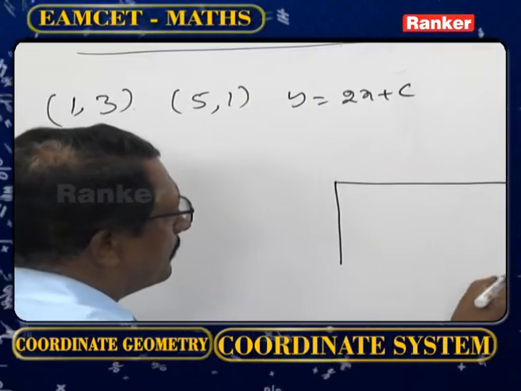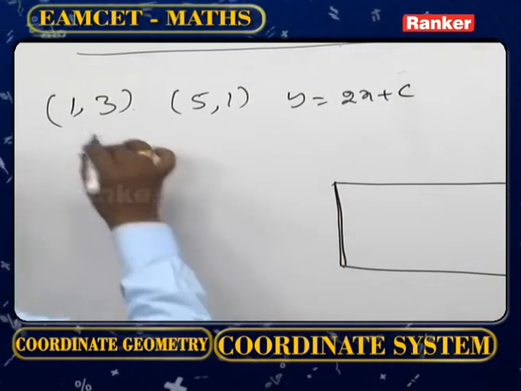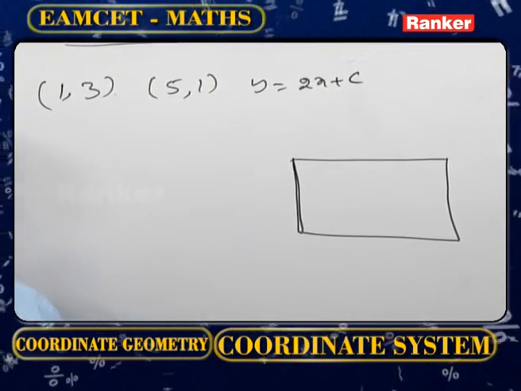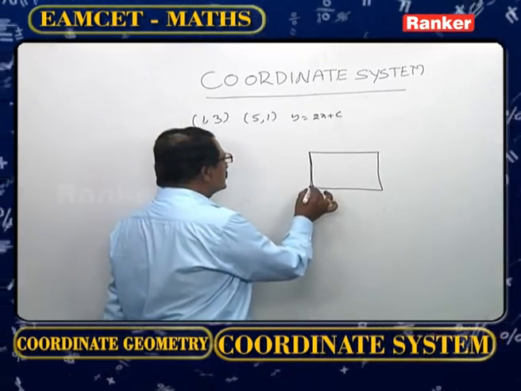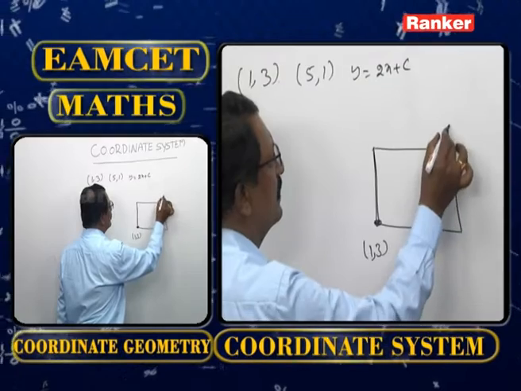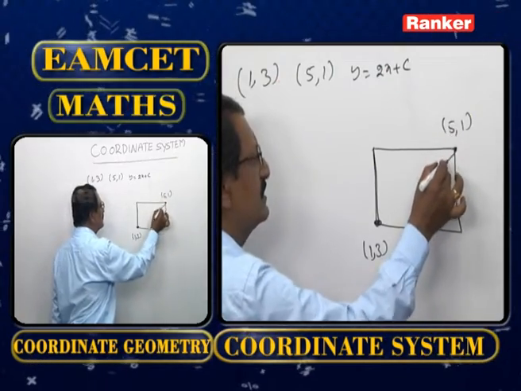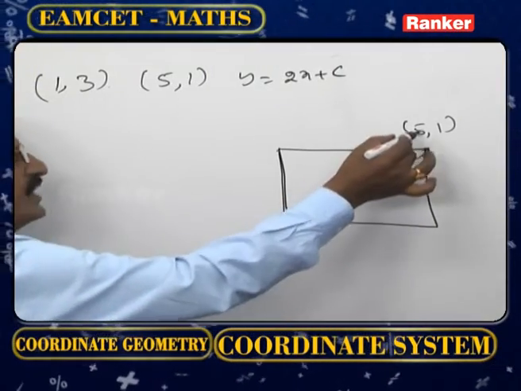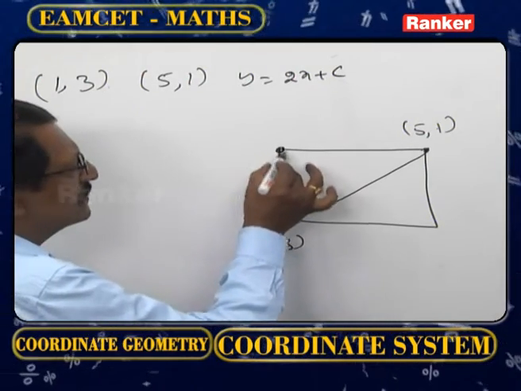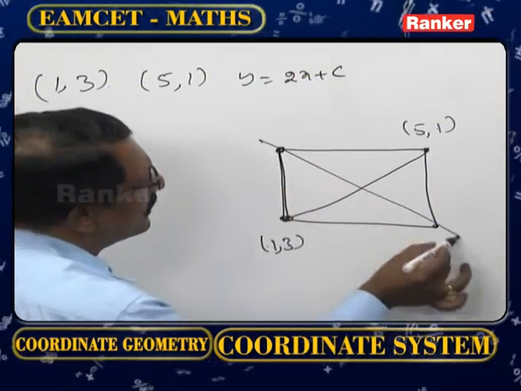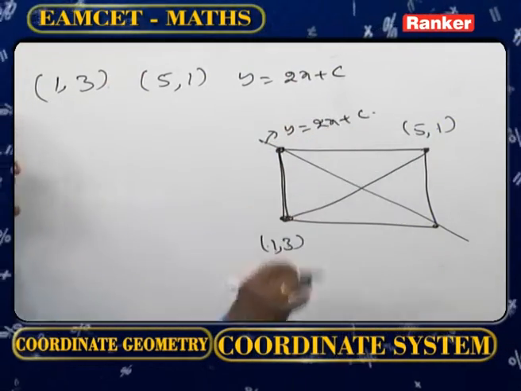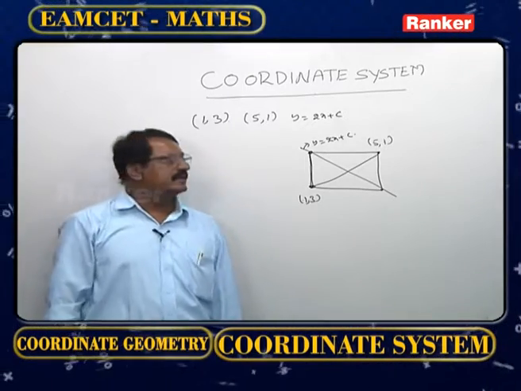Now, in the rectangle, the given 2 points (1, 3) and (5, 1) are two opposite vertices. Opposite vertices are nothing but the extremities of one diagonal. So (1, 3) and (5, 1) are extremities of one diagonal of the rectangle, and the other two vertices lie on the straight line y equals 2x plus c. We require the value of c.